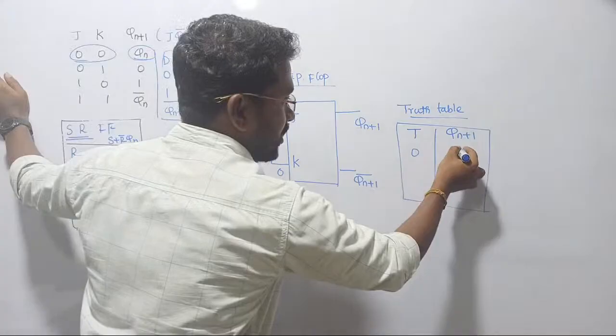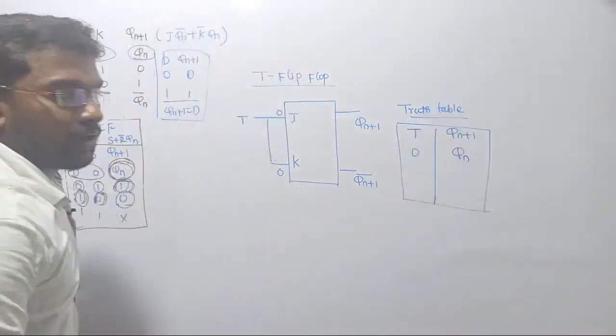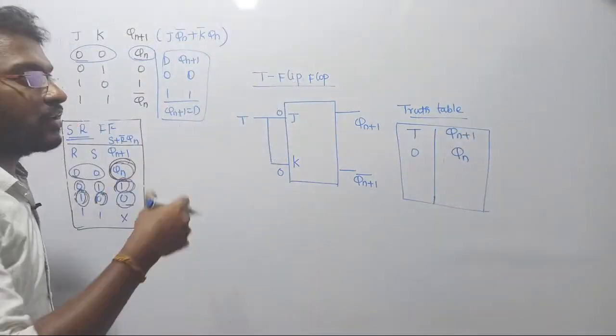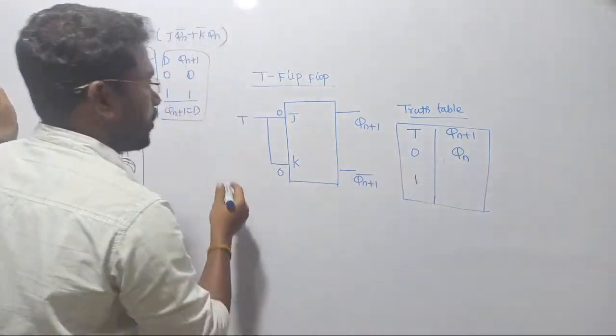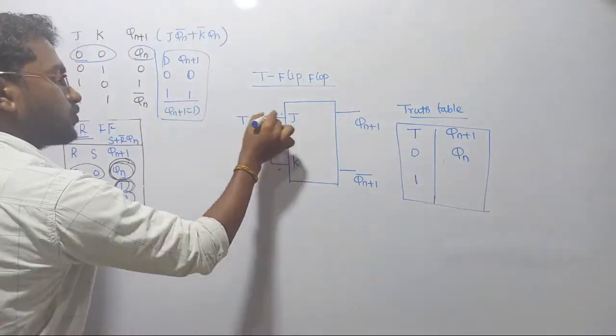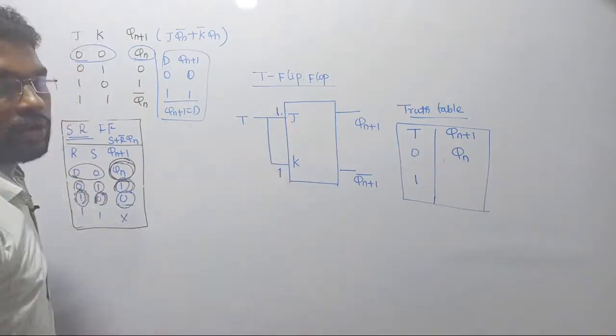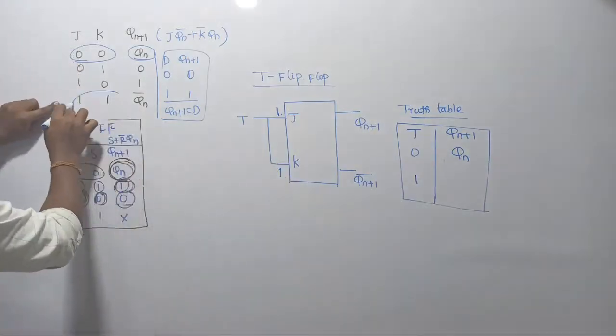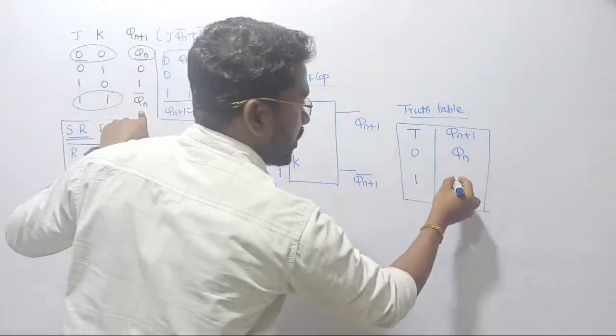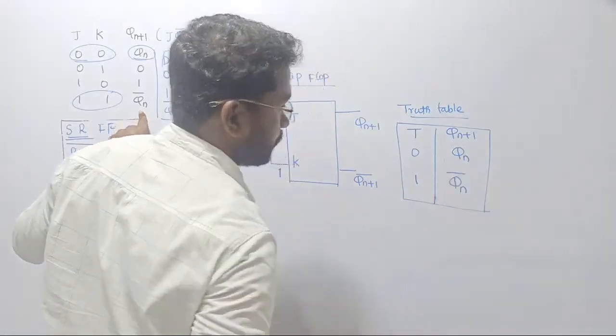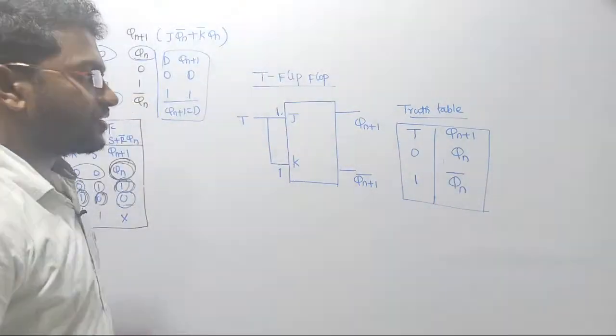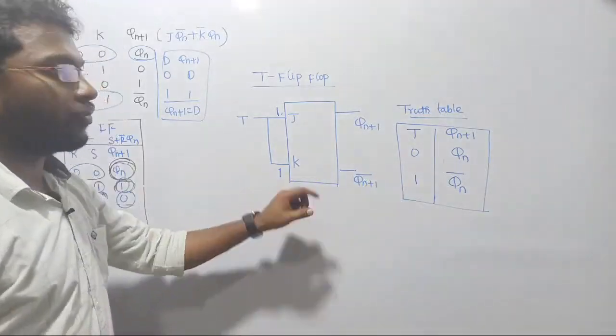That is, whatever state was there in the past, that will become the present state. Either it might be 0 or 1, whatever was there in the past comes as it is into the present. Suppose I pass 1 here; if I pass 1, J will automatically become 1 and K will also become 1, such that JK both are 1 1, and its possible output is going to be what? Qn bar. Clear? That is the truth table of your T flip-flop.